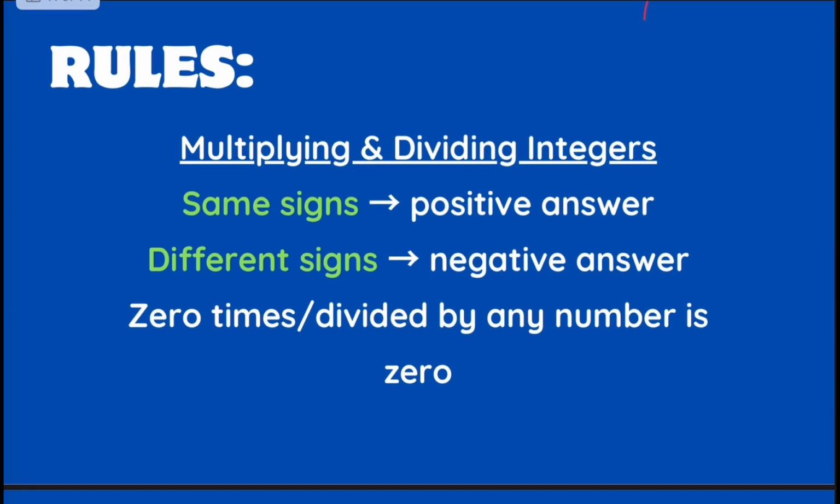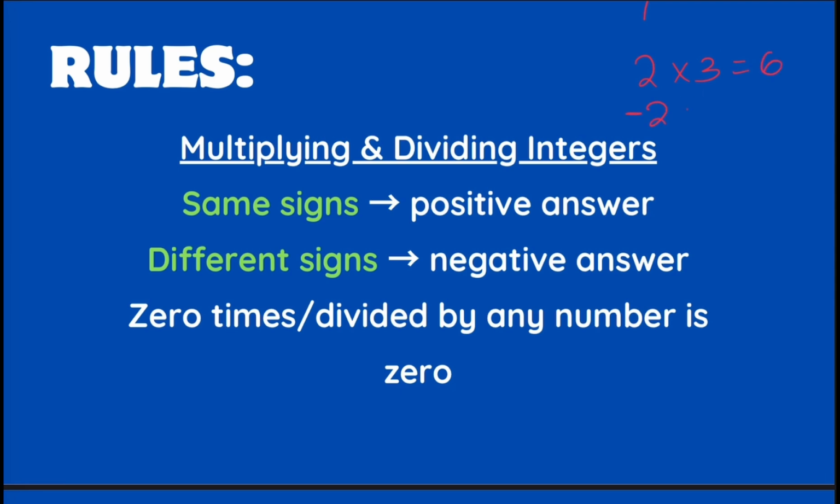So now we're going to take a look at multiplying and dividing, the rules for multiplying and dividing integers. So now make sure to write these down on those notes that you were keeping track of. If they have the same signs, then you should have a positive answer. Okay? So when you multiply or divide with two numbers that have the same sign, it's always going to be a positive number. For example, 2 times 3 is equal to 6, right?